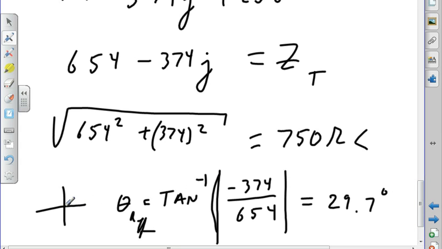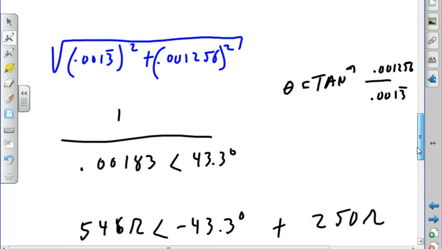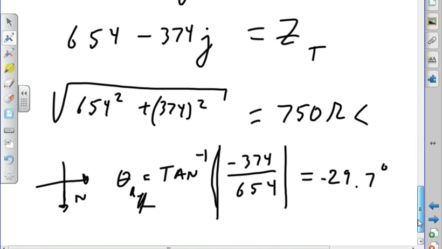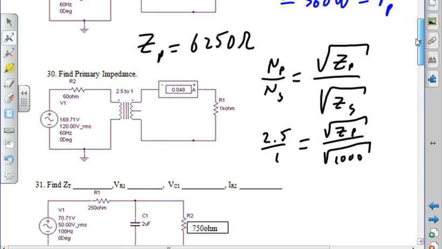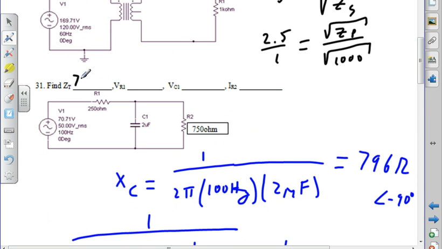Now, if I am positive in the x and I'm negative here, this is going to be a fourth quadrant answer. So that's just going to be minus 29.7. So we're going to call it 30. We're going to give it an angle of minus 30 degrees. So now we're ready to write the answer up here. 750 angle minus 30.